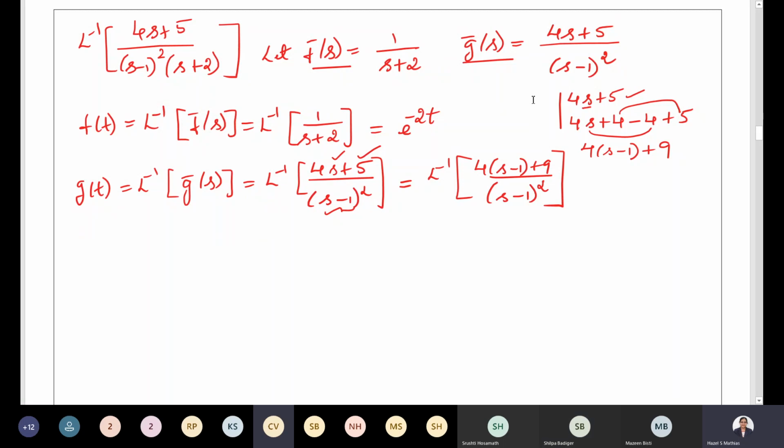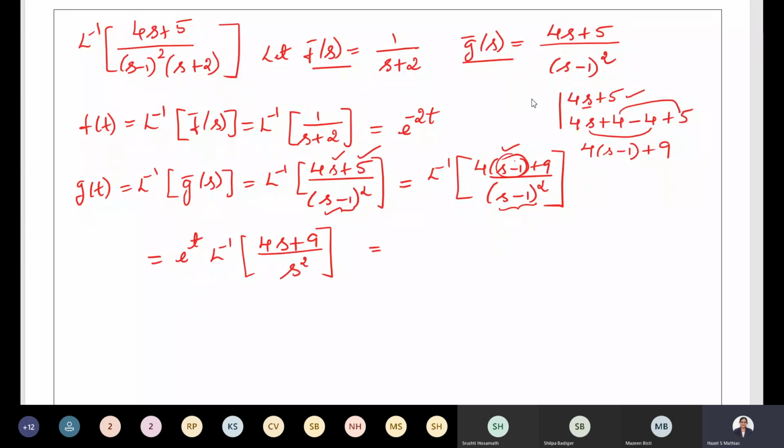Okay, let's continue. So what is the inverse Laplace here? Numerator also has s minus 1, denominator also has s minus 1. You can apply the property of L inverse of f bar of (s - a). According to that, if you take the term e power at outside, wherever s minus 1 is there, it can be replaced by s. So it can be written as e power t into L inverse of, now replacing s minus 1 by s, (4s + 9) divided by s square.